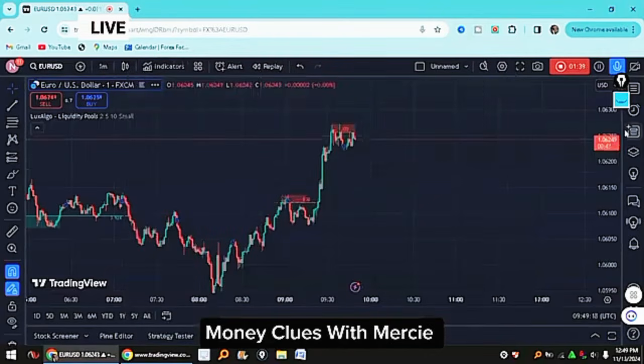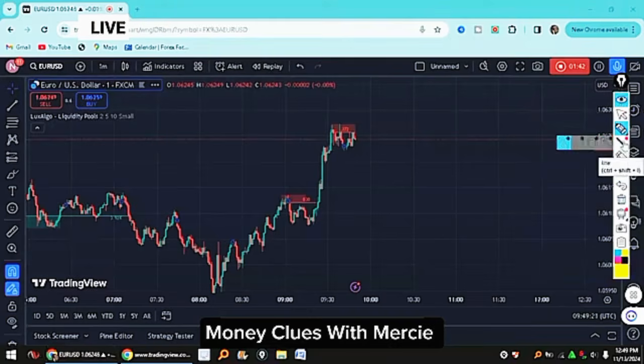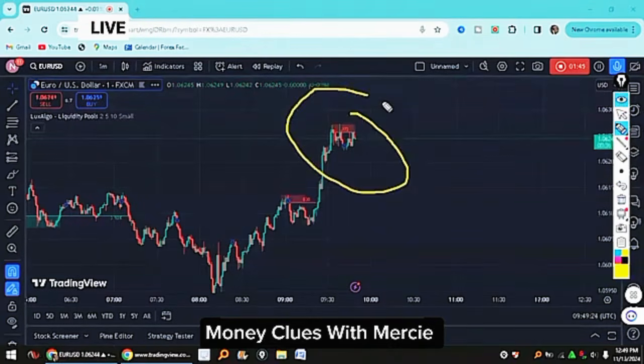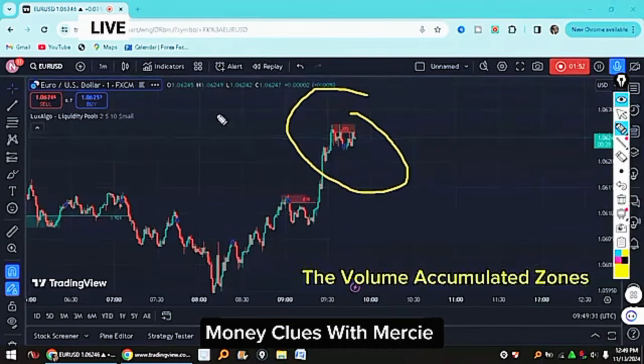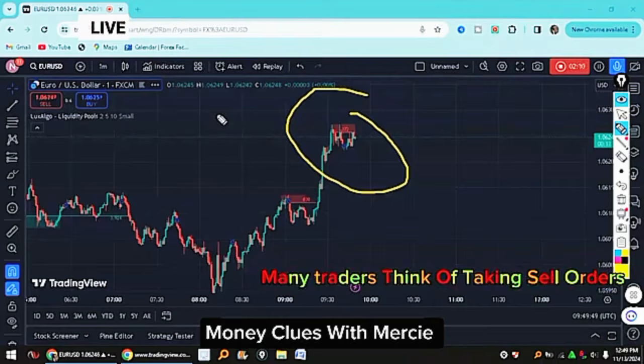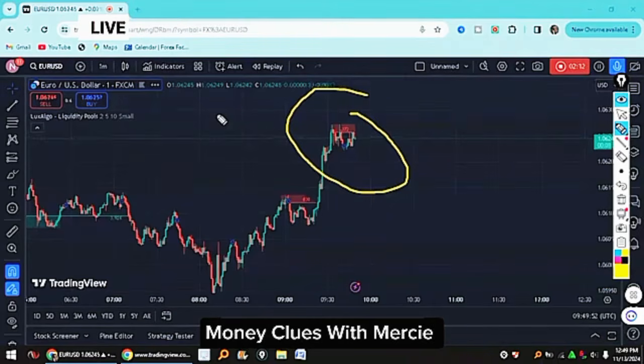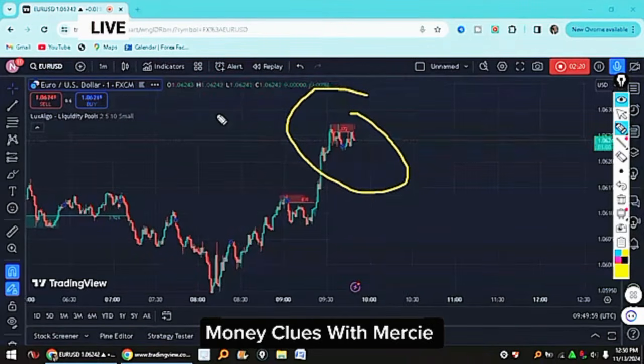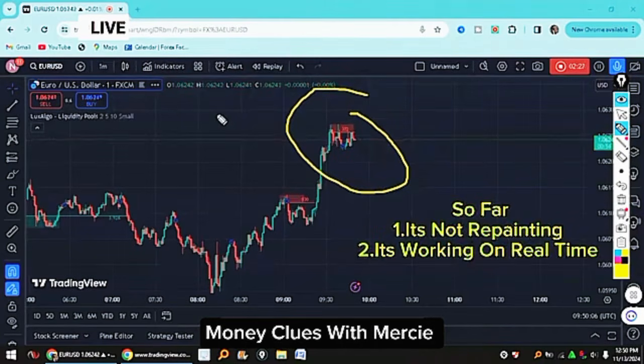And so guys, before I even go directly to settings, I'm super excited because price is now on this level that shows us the volume accumulated in each zone. You can see there is a highlight of a red color showing us a bearish liquidity pool. When you hear a bearish liquidity pool, most traders really think of executing their trades. I'm super excited because the number keeps increasing, showing that sellers are really in control, and it is not repainting, guys, and it is working in real time.